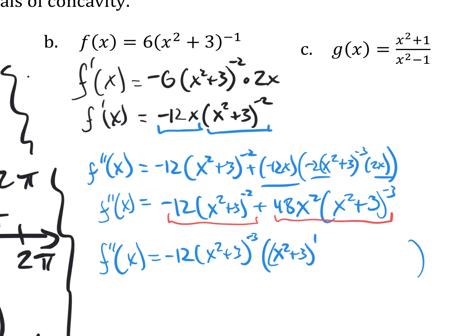Okay, now we're going to factor out negative 12 from this. That'll leave us with negative 4. And we're factoring out, we're going to leave the x squared, that is. So x squared will stay. And we factored out this whole expression here, x squared plus 3 to the negative third. So that whole thing got pulled out. So that's it for that second term.